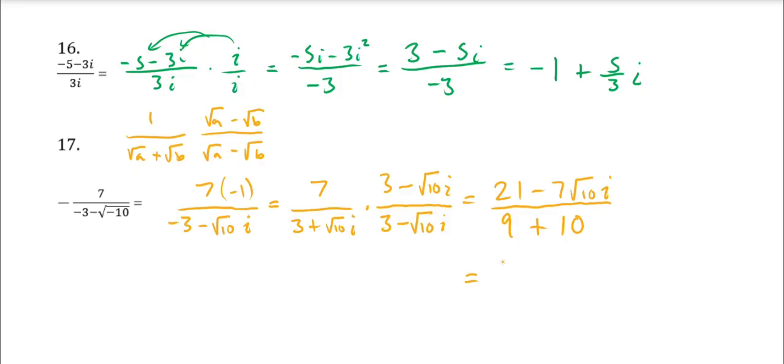We'll have 21 over 19 minus 7 radical 10 over 19 times i. And notice that even though we still had a radical on the top, because we had a single number in the denominator, I was able to split it up like this and write things in our a plus bi form as desired.